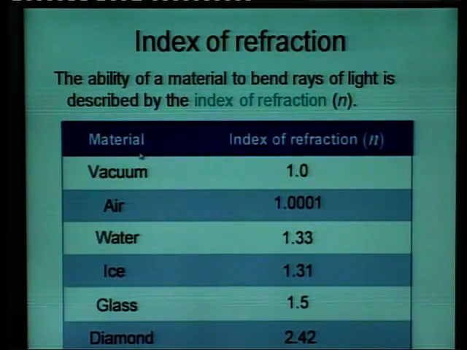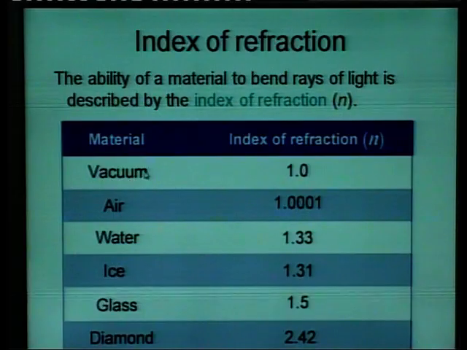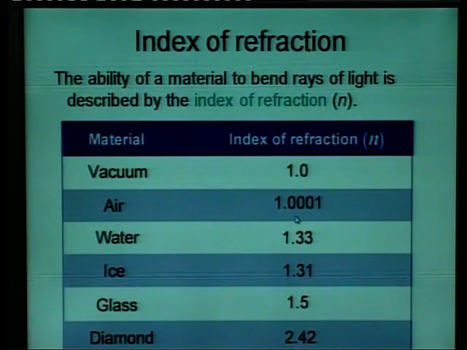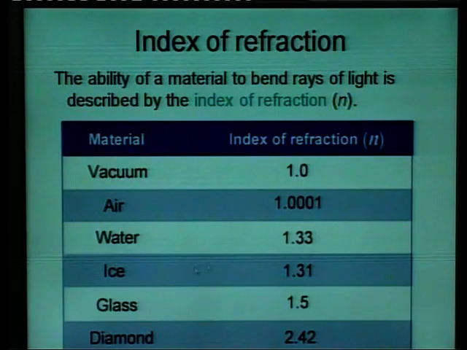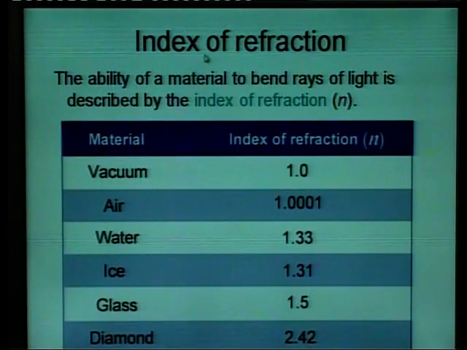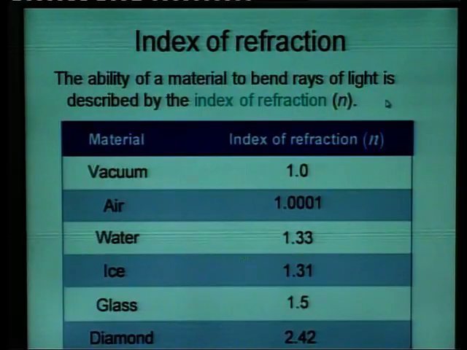So a table is given here. For the material vacuum, the refractive index is 1, for air its value is 1.0001, for water the refractive index is 1.33, for ice 1.31, glass 1.5, and for diamond this is 2.42. So refractive index describes the ability of a material to bend the rays of light.